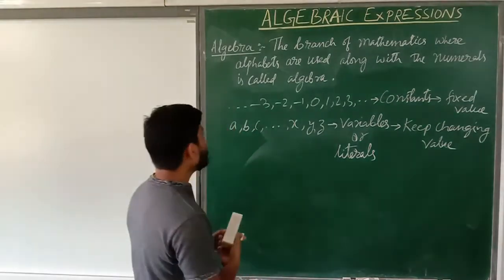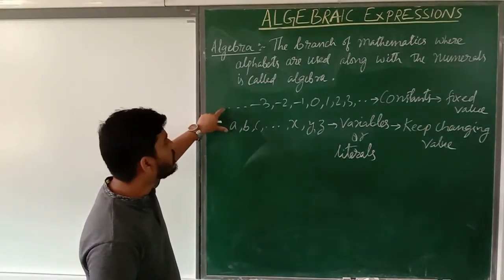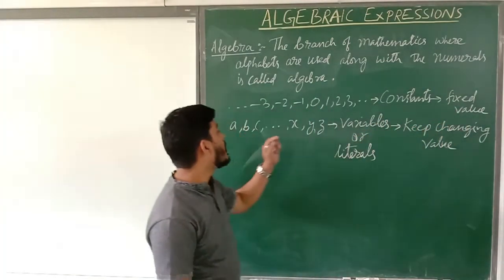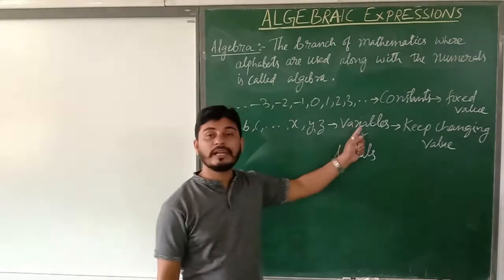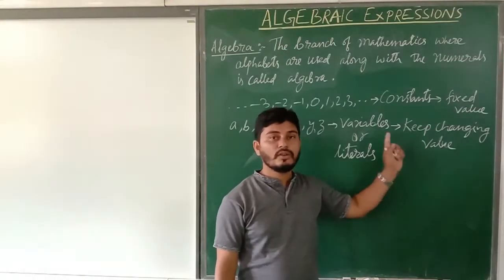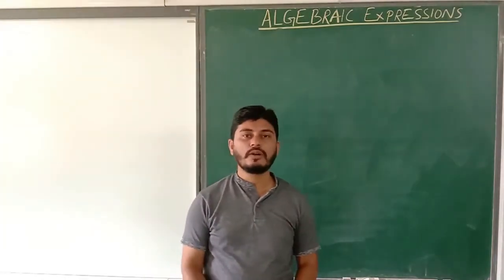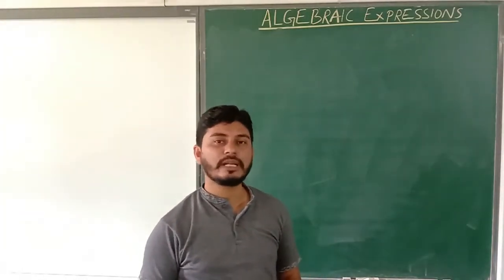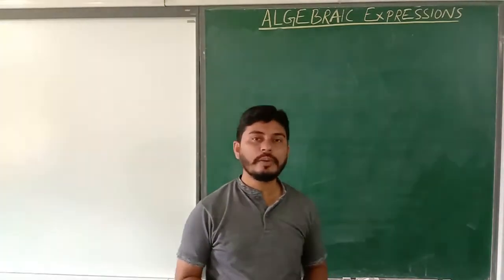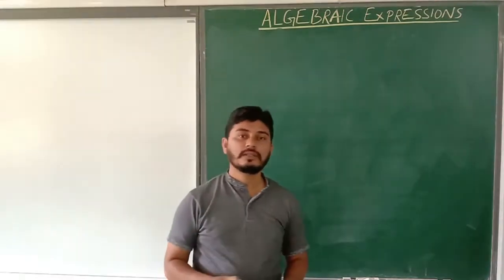So again I am repeating, in algebra the numerals are called constants, which means fixed value, and the alphabets are called variables or literals, which means that they keep changing their value. They are not constant. Like the numerals obey the rule of 4 fundamental operations, plus, minus, into, divide, the variables also obey the 4 fundamental operations. How? Let us see.